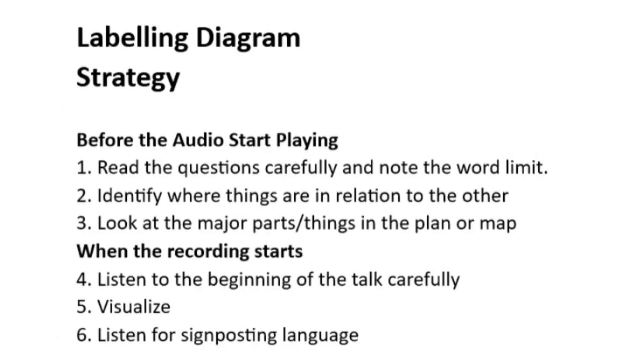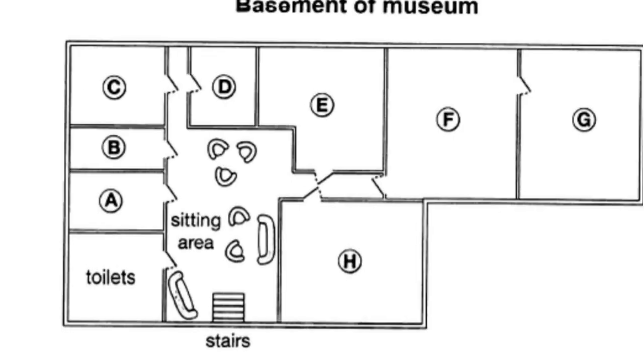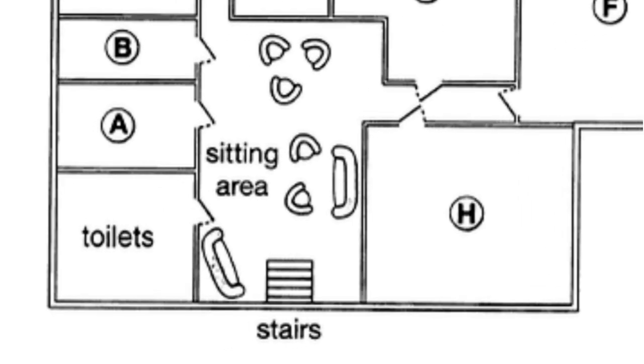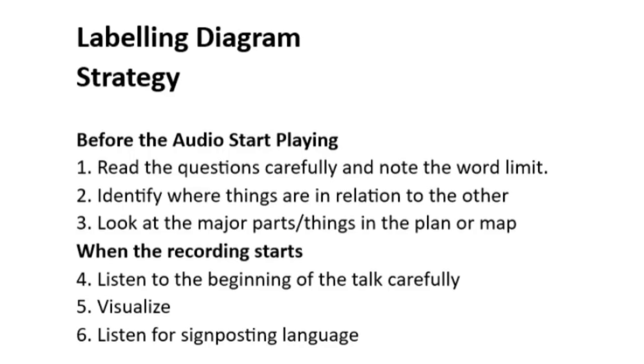You visualize. Now, visualizing is key. Visualizing is putting yourself in a particular position in your mind. The speaker says, when you get to the basement, you walk down the stairs. You visualize yourself walking down the stairs. To your left is the toilet. You visualize yourself looking to your left and you see the toilet. You're following the speaker in your mind. That way you do not miss anything. That is visualizing. The next step, listen for signposting language.